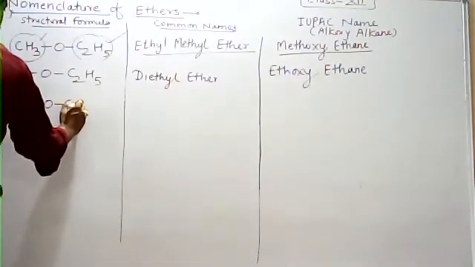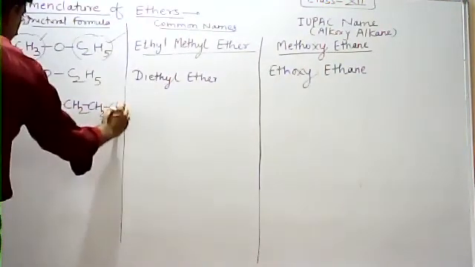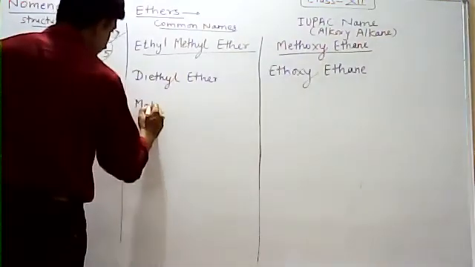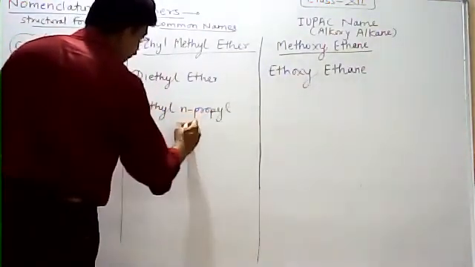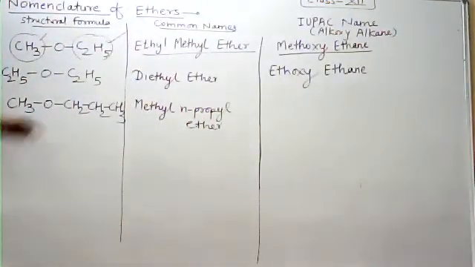CH3O CH2CH2CH3. What is the common name of this methyl compound? Methyl n-propyl ether. This is the methyl group, and this is n-propyl. If oxygen were attached to the second carbon, we could also write isopropyl.